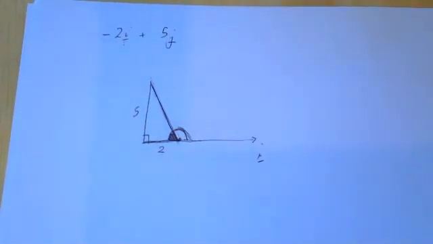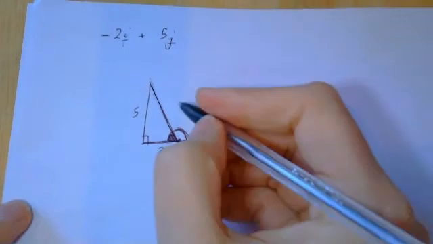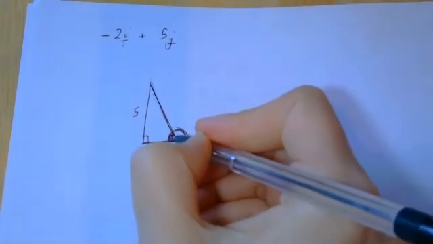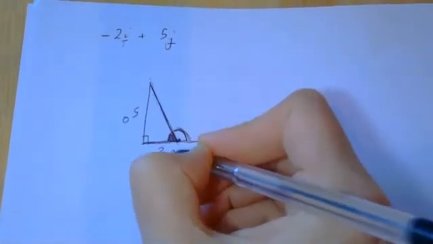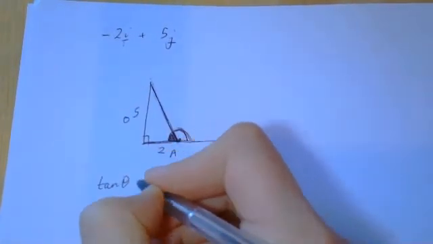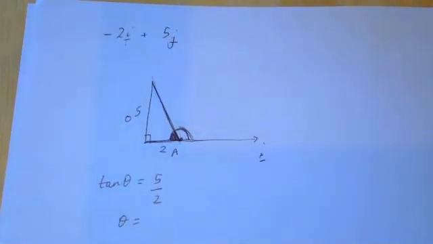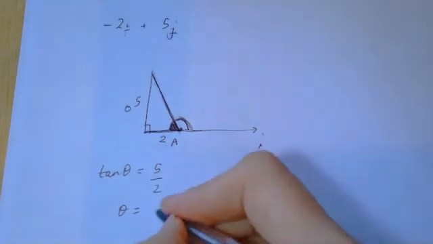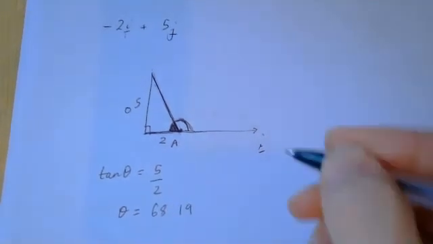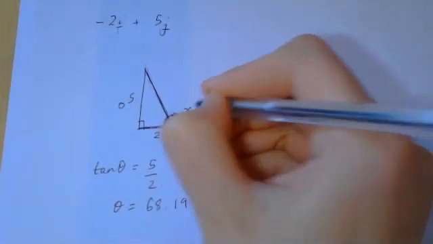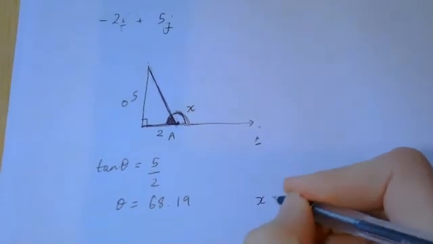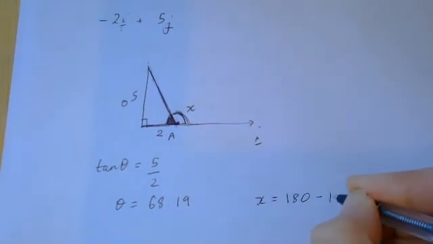In reality, I'm going to find that angle there first, and then I know I can take it away from 180. So, SOHCAHTOA, I've got opposite and adjacent. So tan theta equals opposite over adjacent. So theta equals, again, we're going to be in degrees for this, 68.19. So my angle here, let's call it x.